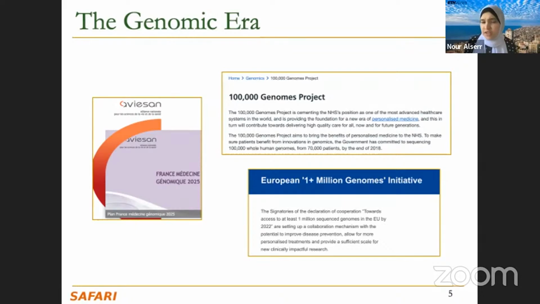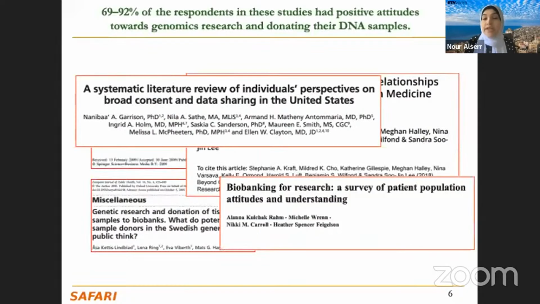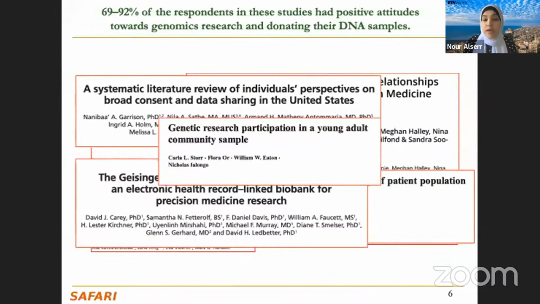How about the populations? What are their attitudes toward donating their DNA, donating their genomic data? Several studies report the attitude of the public in different countries like the States, Sweden, Japan, and Singapore towards genomic research and the willingness of people to donate genomic samples. 70 to 90% of the participants in these studies had positive attitudes. They want to donate, but of course they have some concerns.